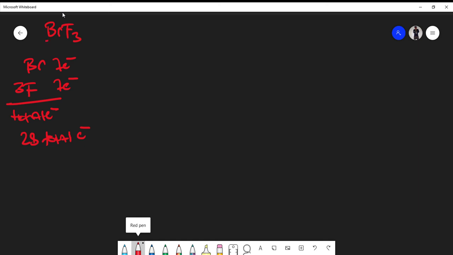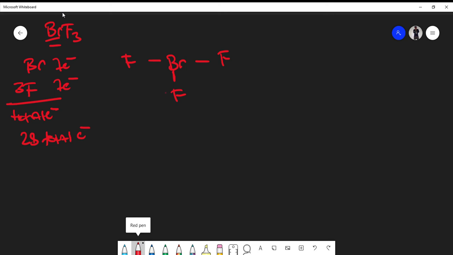So again, usually our central atom is going to be the atom that's first in the formula. At this time, I could place 3 fluorines around my bromine, and I'm just going to form single bonds at this point. Always start from the bottom. Now we need to find a way to put 28 electrons and specifically fill fluorine's octet.